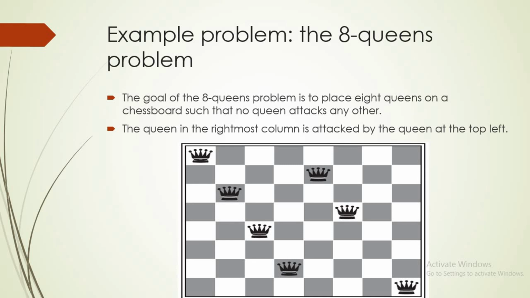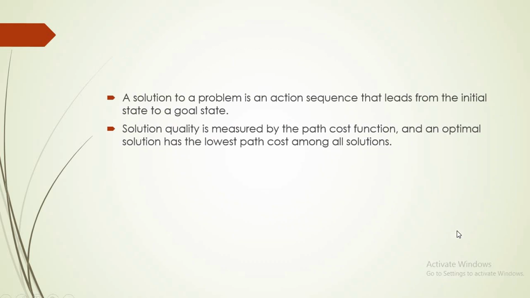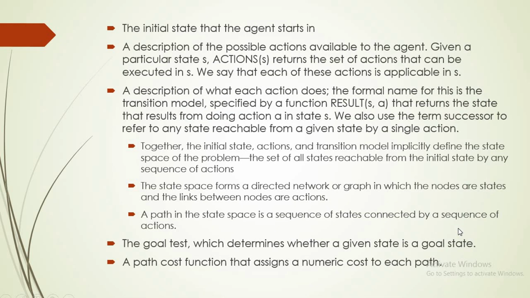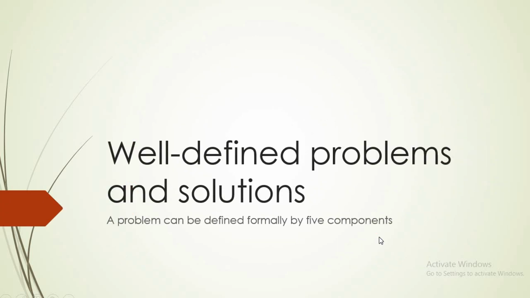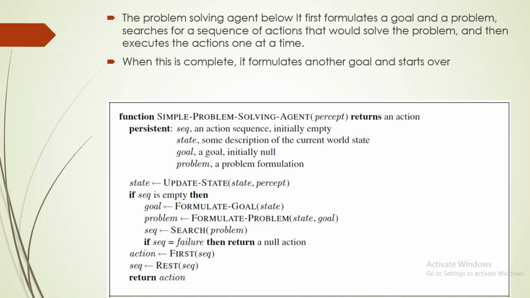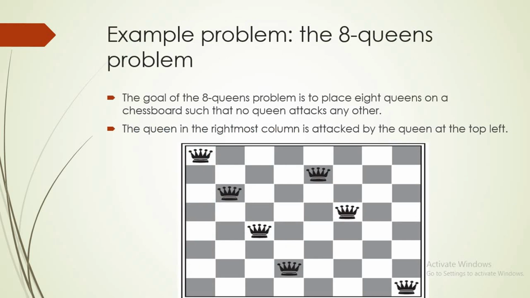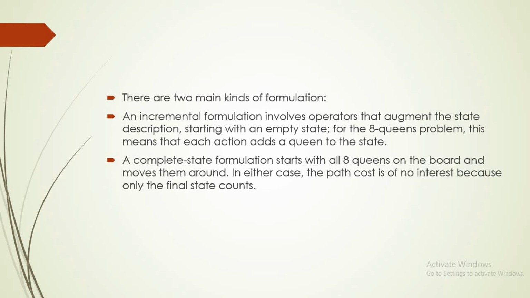For example, in this diagram which we put here, you find out that the queen in the rightmost column is attacked by the queen at the top left. There will be a queen down there. So what we're just trying to explain is that as long as you put a queen in the diagonal, it will be attacked by the other one in that diagonal. So we need to formulate some solution.